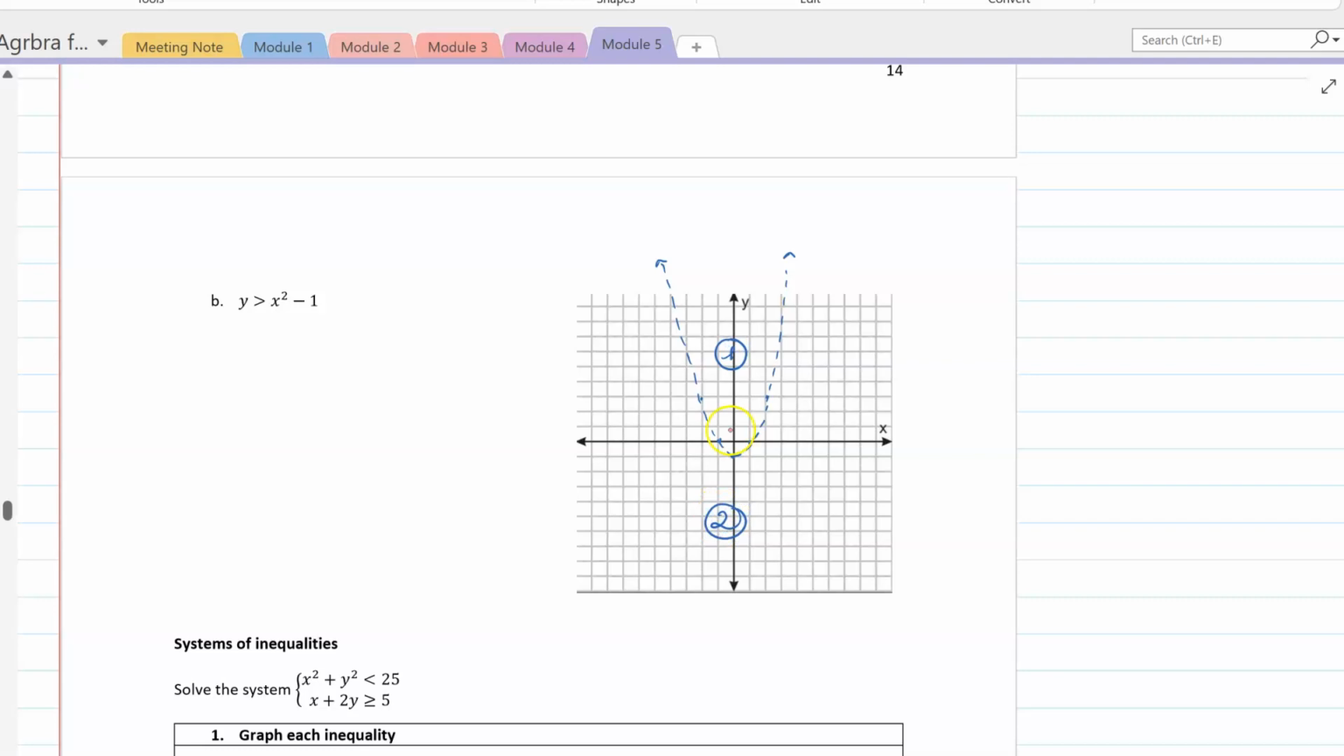I pick a test point, a point that is not on the line, so I choose the test point to be 0, 0. Then 0 greater than 0 squared minus 1, 0 greater than negative 1. So this is not true, or is it? This is true. So since the point in region 1 gives you a true statement, we are shading the solution that is in region 1.